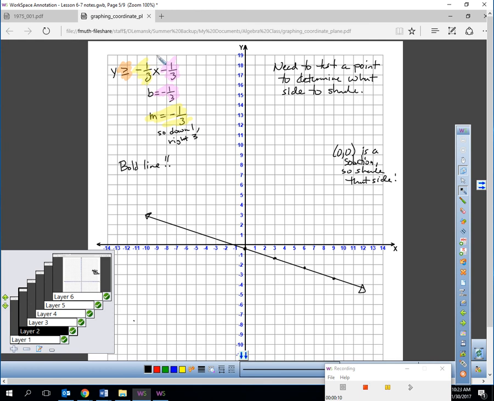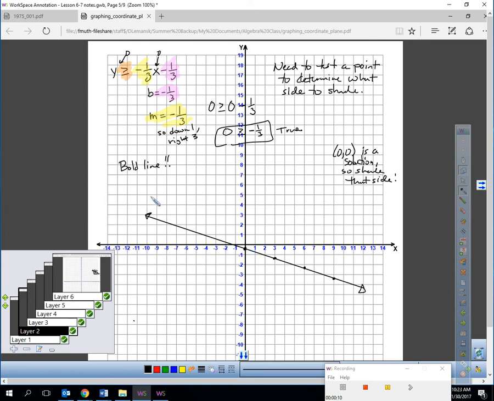If I put a 0 in here, and I put a 0 in here and here, I would get 0 greater than or equal to negative 1/3 times 0 is 0, minus a third, which gets me 0 greater than or equal to negative 1/3. That's true. That's a true statement. So that means 0, 0 is part of the solution side.